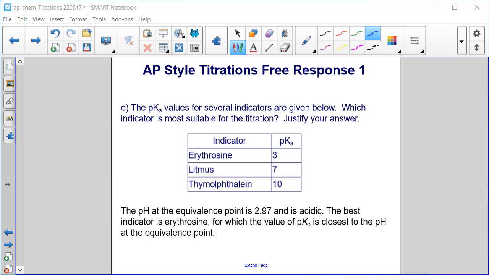Part E, the pKa values for several indicators are given below. Which indicator is most suitable for the titration? So we calculated in part D that the pH at the equivalence point is 2.97 and acidic. We want to pick an indicator with the pKa value closest to the pH at the equivalence point, which would be this first one right here, erythrosine, which has a pKa of 3.